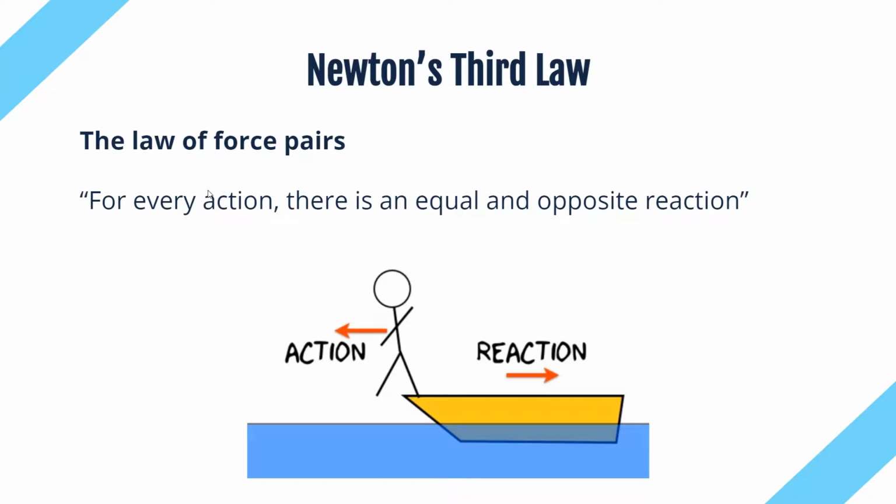So this one essentially describes the law of force pairs, where for every action there is an equal and opposite reaction. So if this man steps off the boat, his action is stepping off the boat, whereas the boat moves backwards as essentially a reaction. In this case, of course, we're talking about forces as actions. So let's do a little bit of practice.